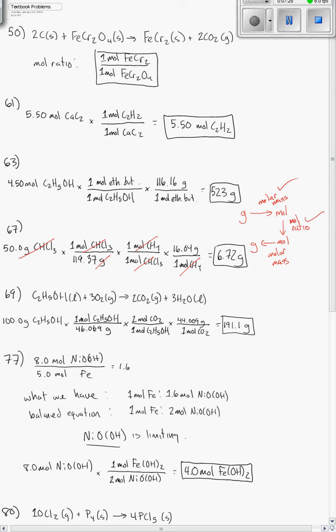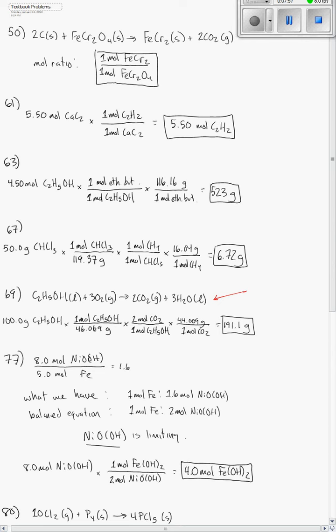Number 69 is a very similar problem to number 67. One thing you're going to need to do in this problem is balance the equation first. So in this case, the book doesn't do that first step for you. So right here I've listed the balanced chemical equation for the reaction provided in number 69. You're then asked in number 69 to determine the mass of carbon dioxide produced from the combustion of 100 grams of ethanol.